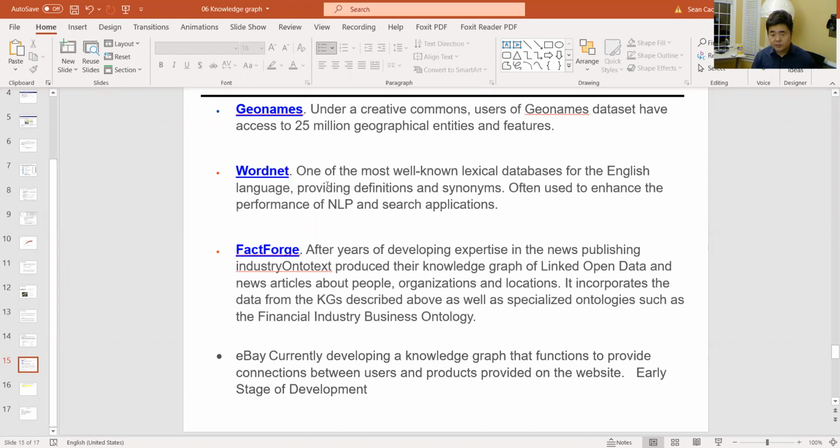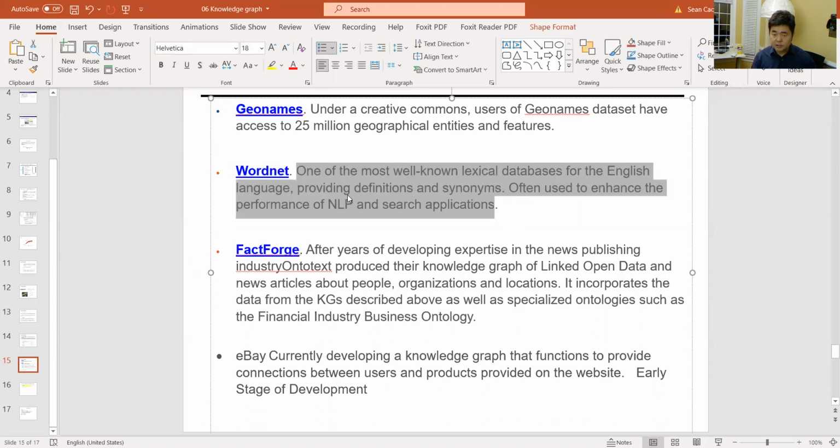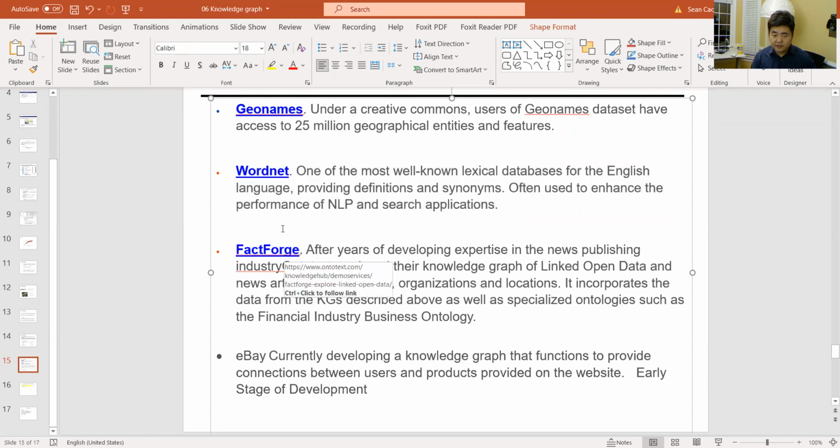What is WordNet? WordNet is also a knowledge graph using language, using words. This is something that already exists. What is FactForge? FactForge has different facts, and they connect the facts as a network. This is similar to what we're talking about. The difference is that here each city is a group, here each word is a group, and here each fact is a group. So you connect cities together, words together, facts together.